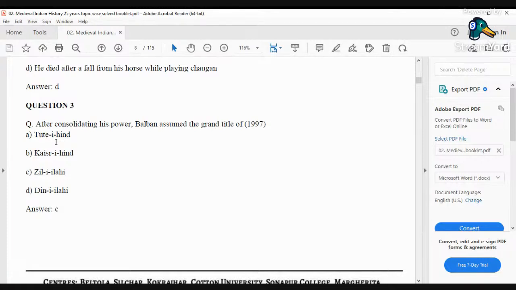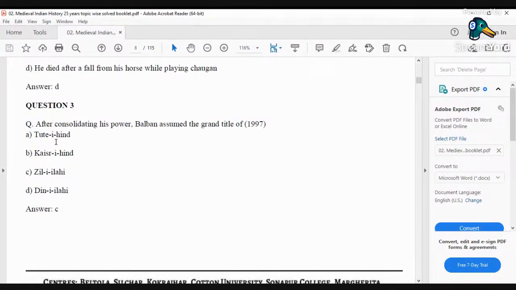Amir Khusrau was one of the most important literary persons of medieval India. In fact, Qawwali has been credited to him. A lot of things, a lot of songs have been credited to him. So Amir Khusrau is a legendary person in the realm of art and culture.